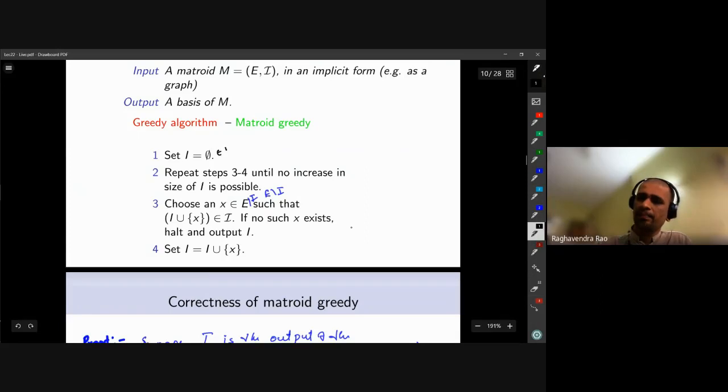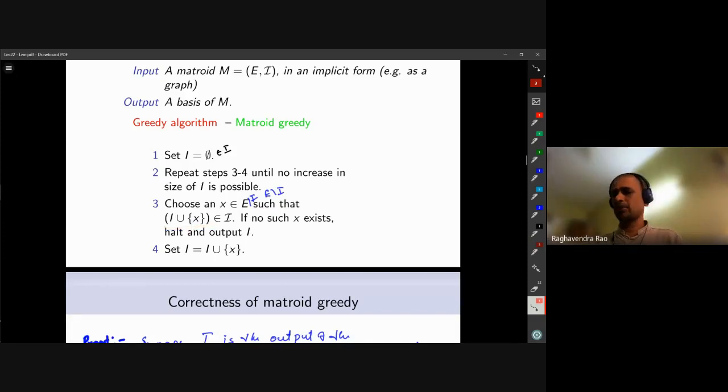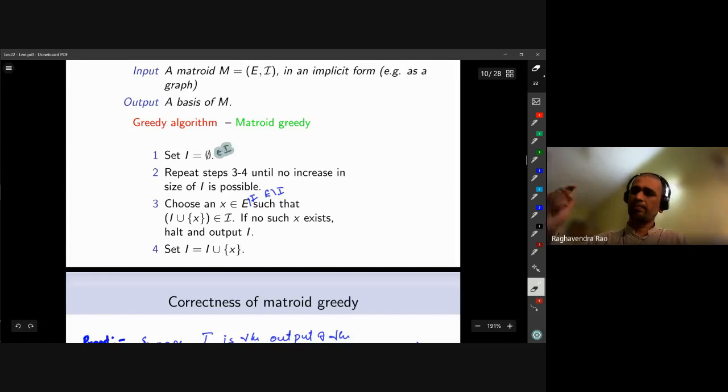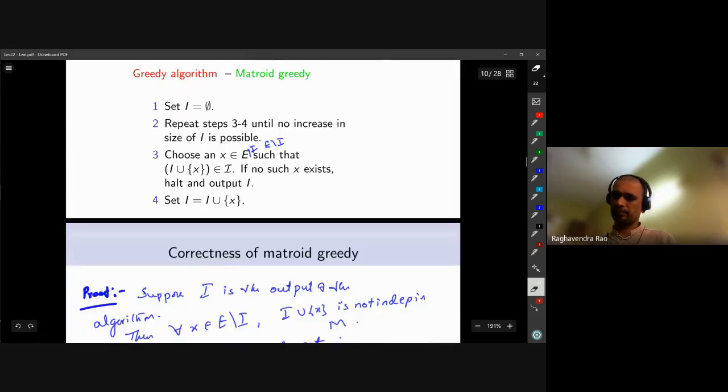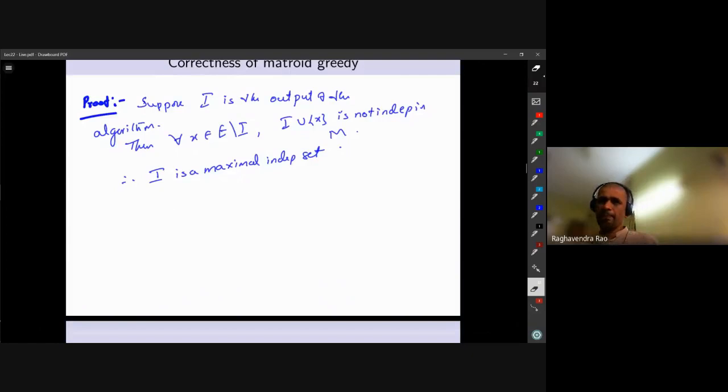And at every iteration, the invariant that we have maintained is that the set I is independent. So the moment you output I, we know that for any X in E but not in I, you cannot add it so that it still remains independent. In other words, it's a maximal independent set. So that's a simple correctness proof. If there is any question, I'll take it.